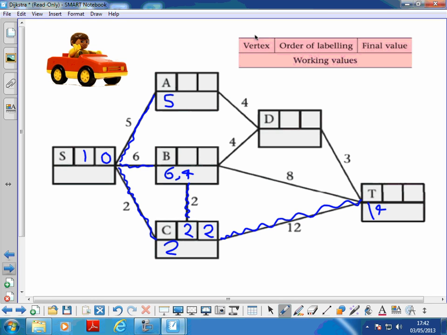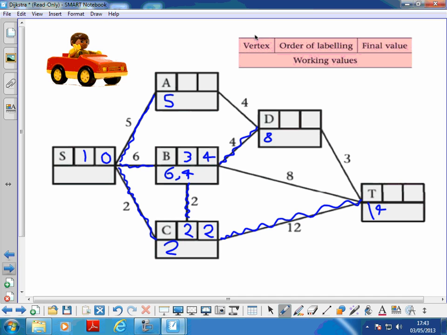So we go there next. So we're going there third. And our final value for B is a 4. Perfect. Now you're going to update everything coming out of B. So along from B to D. Perfect. Now what will that working value be? It'll be 8. Perfect, 8. That means we could get to D by 8, but it may not be the smallest.